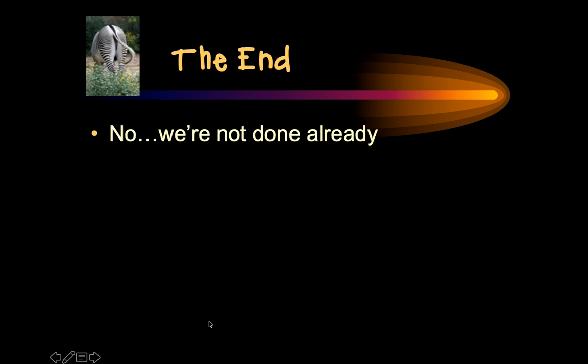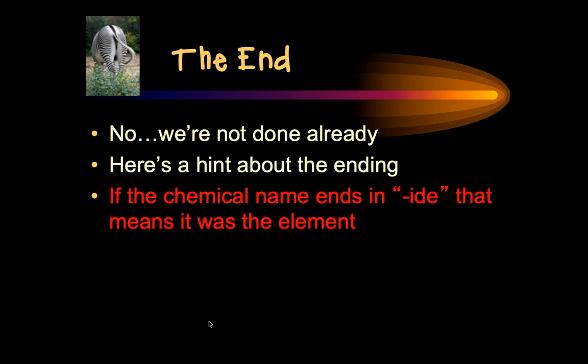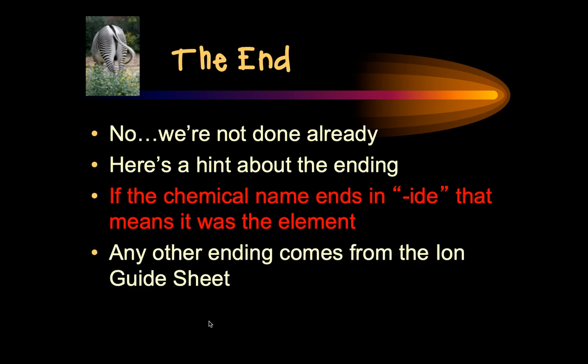All right, so, no, we're not done with notes, but I'm going to just make sure I make it clear about that ending. So a hint about the ending. If the chemical name ends in "ide," that means you're looking for the element. Any other ending, like you'll start to see "ite" or "ate," those come from the ion guide sheet. So again, if you have not looked at that ion guide sheet, make sure you download that, print it, have it with your periodic table because you can look stuff up on there. So if we're dealing with something that's not an element, it has a different ending. And we'll learn later why we change it to "ide." Big spoiler alert, it's because we want to show that they're bonded, they're connected. It's not just an element by itself.